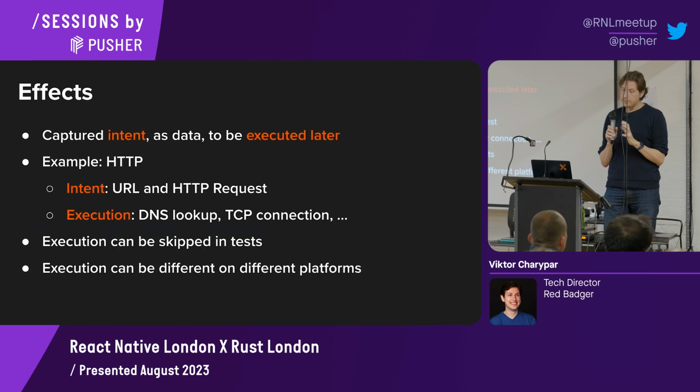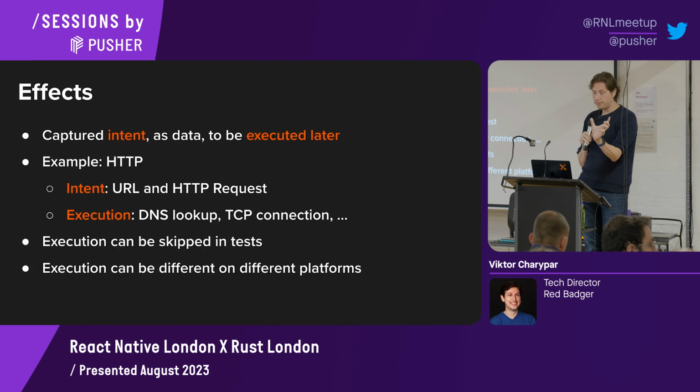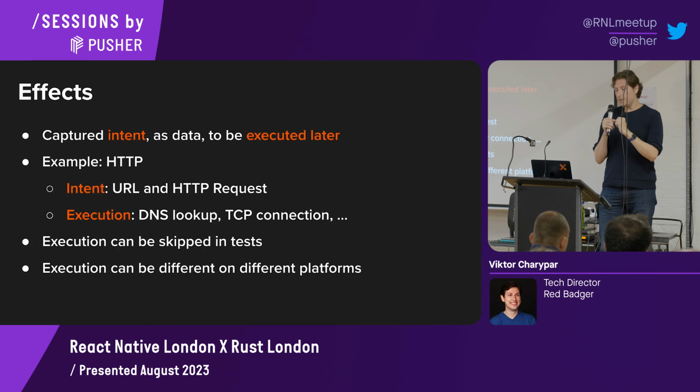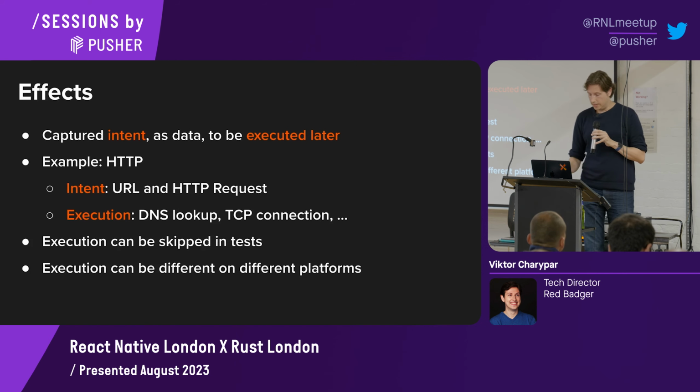So as an example, in HTTP, the intent would be the URL that you're trying to send a request to and the request itself. The execution would be the process of doing a DNS lookup, TCP connection, sending some bytes, all that sort of stuff. So the calling of fetch in JavaScript is the execution. The request and the URL is the intent. And if you do that split, the benefit is you can skip that in test. You can just look at the description of the intent. That's a good thing for testing. And then it can be different on different platforms, which is a good thing for portability. So there's a double win in there.